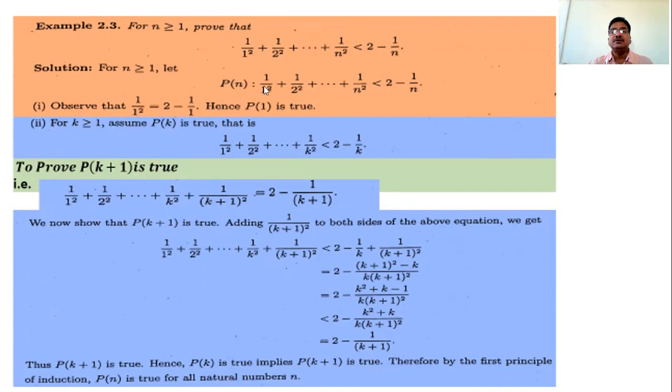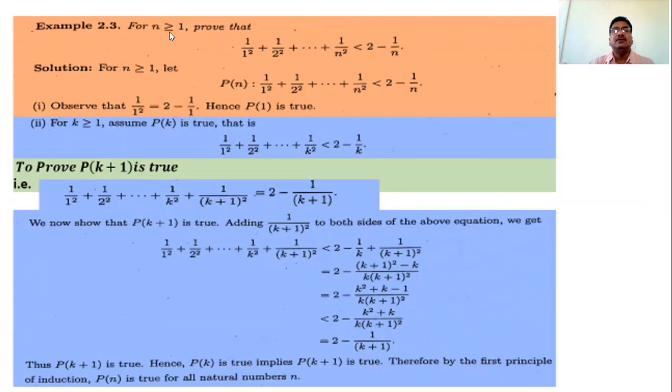So what is LHS? If we substitute n equal to 1, then LHS is 1/1². And RHS is 2 minus 1/1. So this is LHS and this is RHS. This 1/1² means 1, and 2 minus 1/n is 2 minus 1, which is 1. Therefore, 1/1² is equal to 2 minus 1, that is, the result is true for n equal to 1.